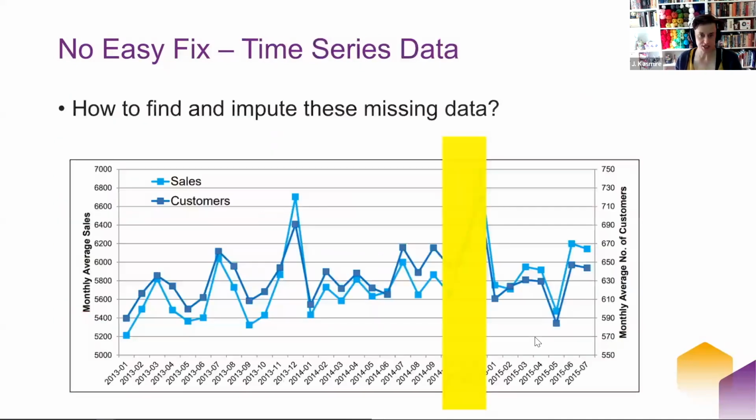So here's a question. Imagine we have this sales and customer tracking data for something we're selling. And for whatever reason, October, November, and December of 2014 have gone missing. Oh no, what are we going to do? So how do we deal with this? Let's get your opinions.